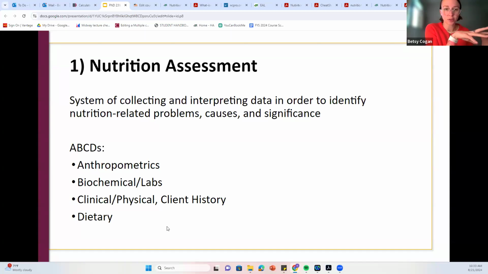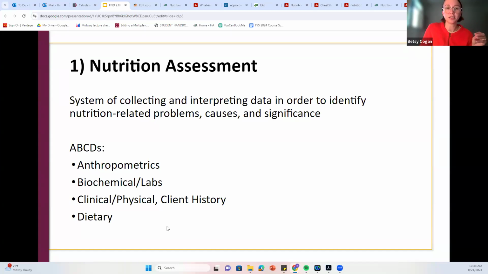So A, anthropometrics. These are body measurements that we might be collecting. They may exist in the chart. Wherever they're coming from, we want to include them. We're looking at labs for that patient. That's the B portion, the biochemical analysis. The C is our clinical and physical evidence and client history.